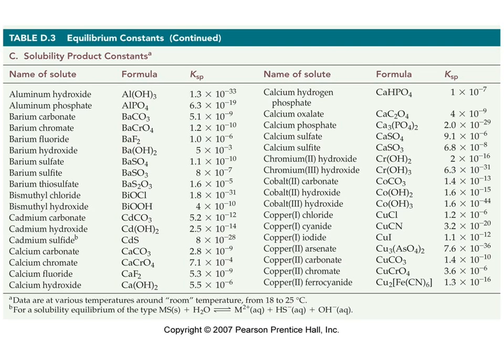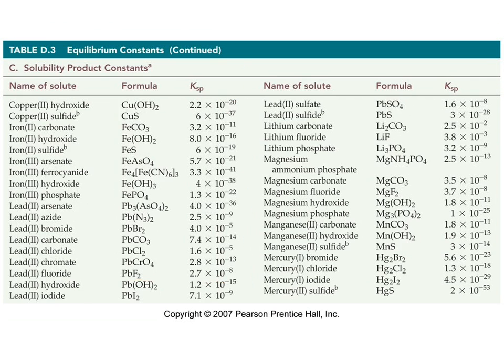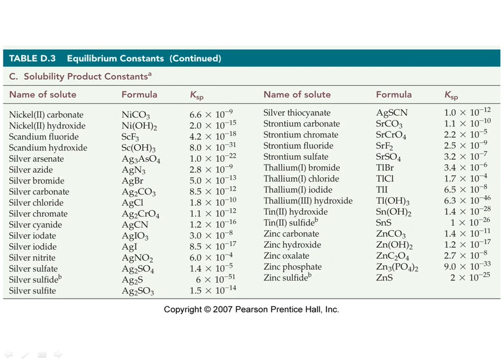So here are a bunch of KSPs. Actually this is two tables in one, and it's alphabetical. So you can get a sense for things that are very small. Aluminum hydroxide, for instance, with such a low KSP, would not be very soluble at all. Calcium hydroxide is more soluble. This is the continuation, alphabetical. KSPs if you need them.